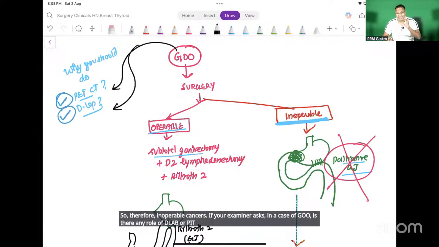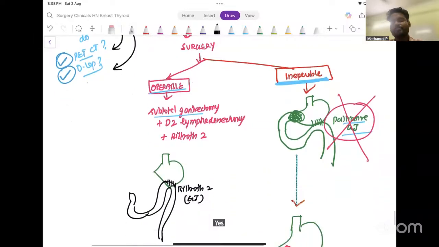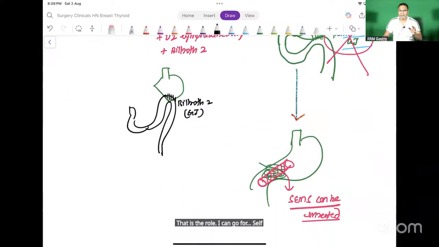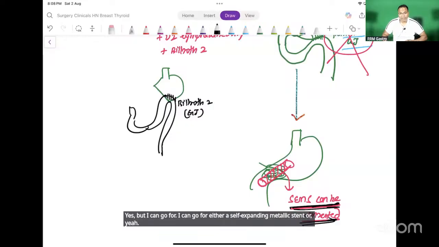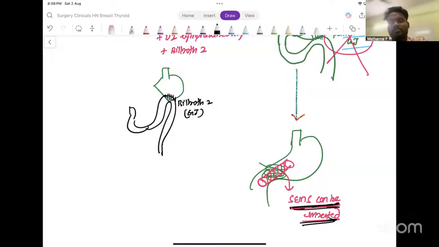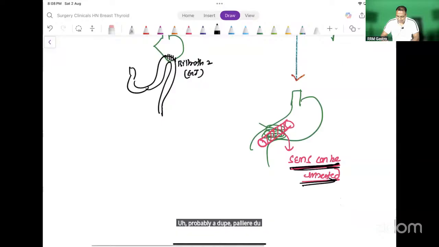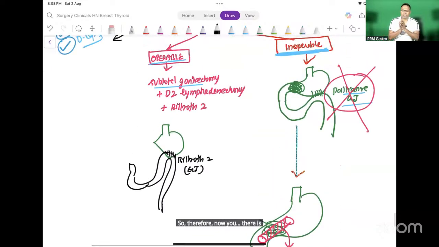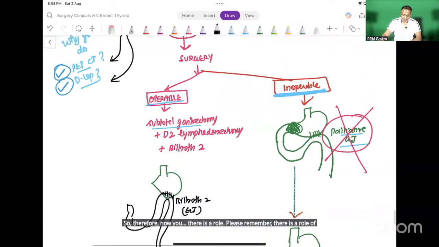You should say yes, there is a role. I can go for a self-expanding metallic stent, or I can go for a palliative GJ. So therefore, now there is a role. Please remember there is a role of diagnostic laparoscopy and PET-CT.